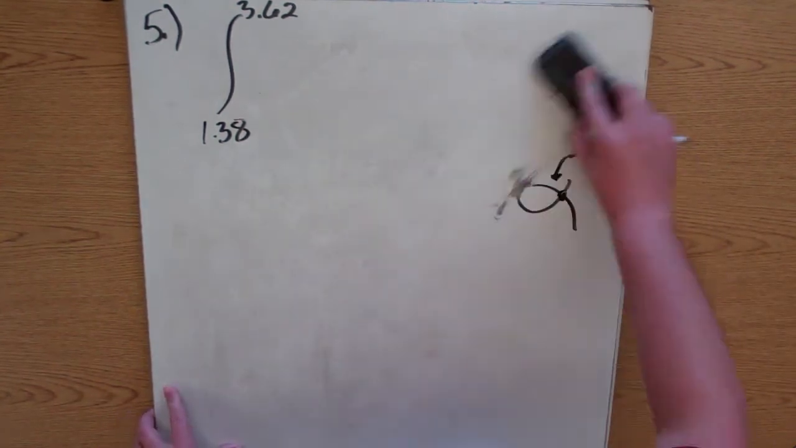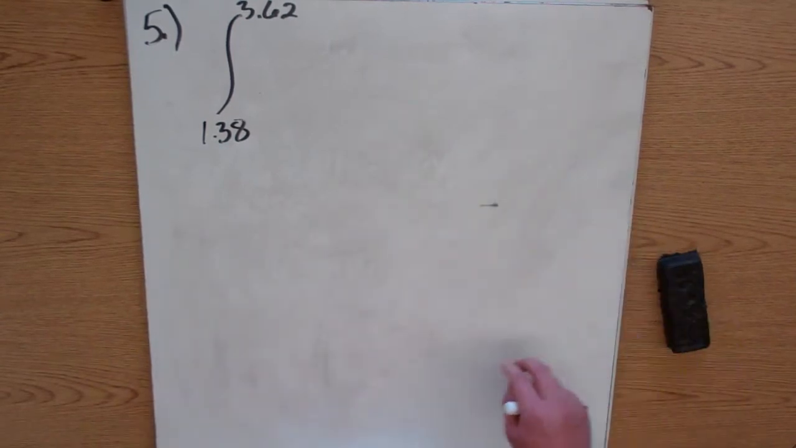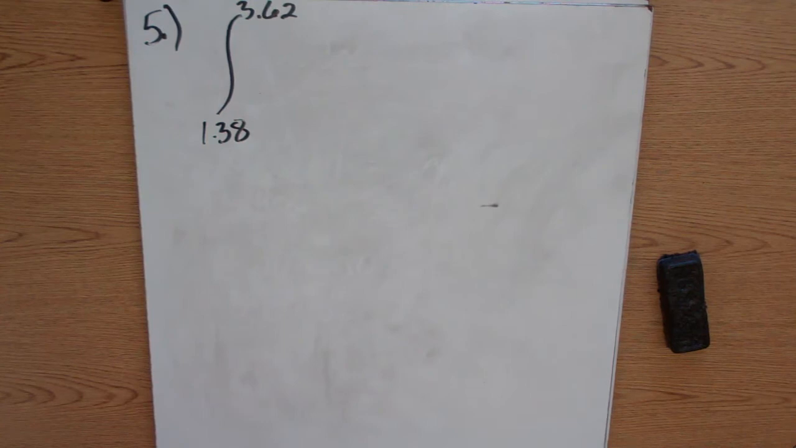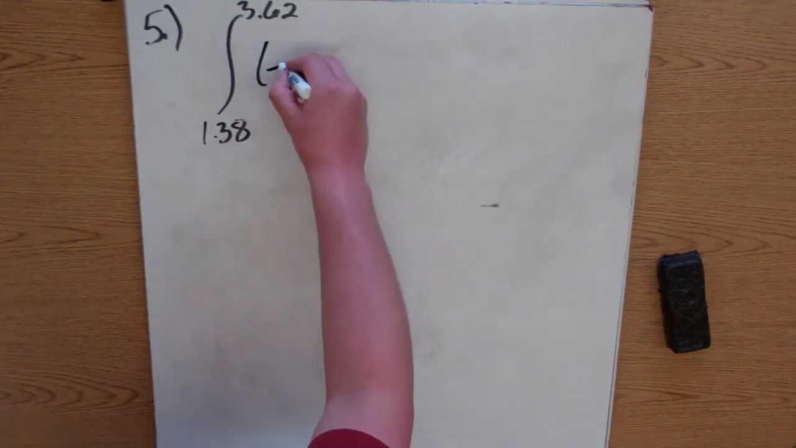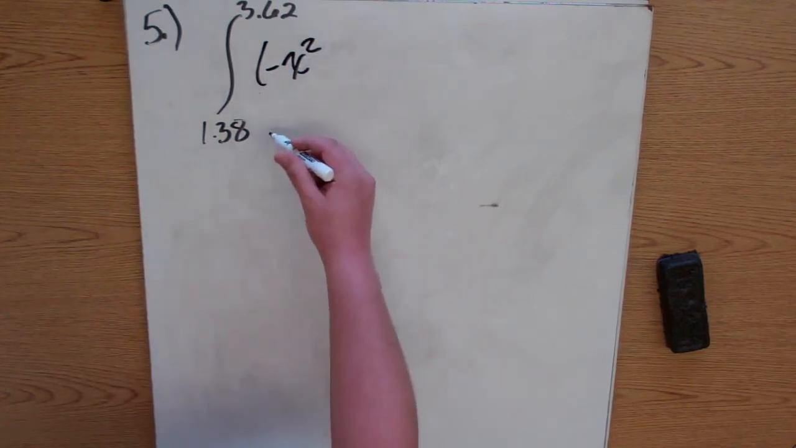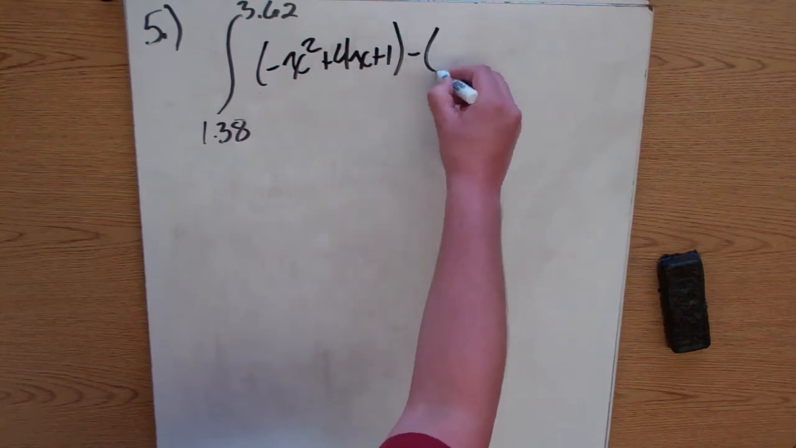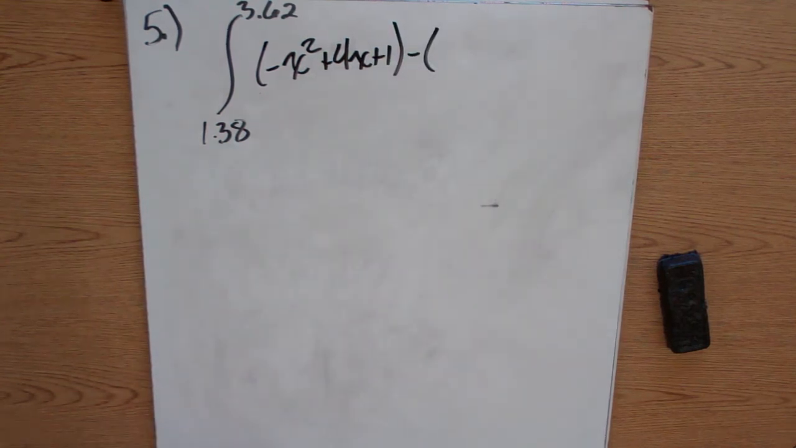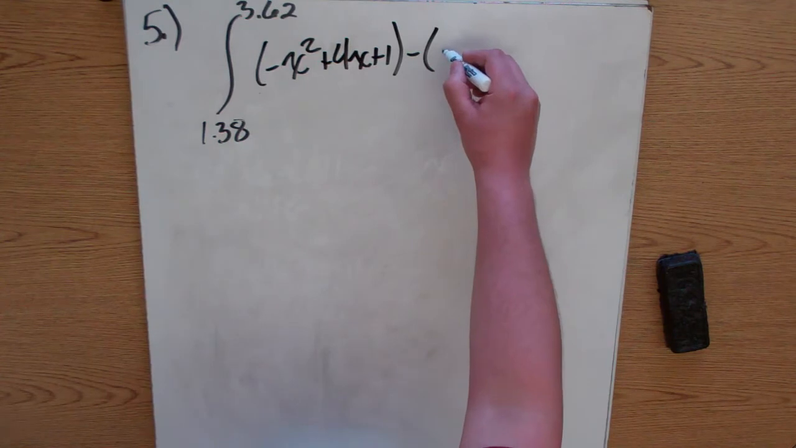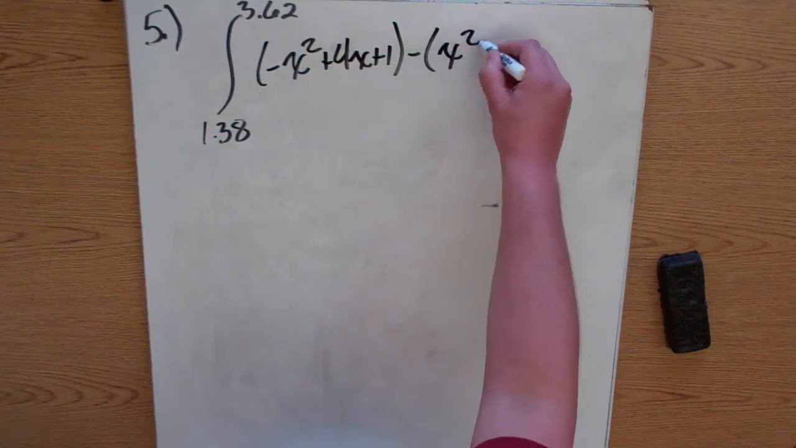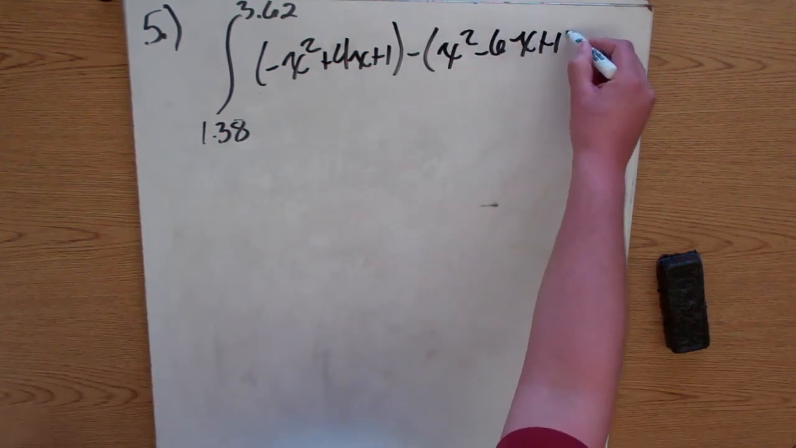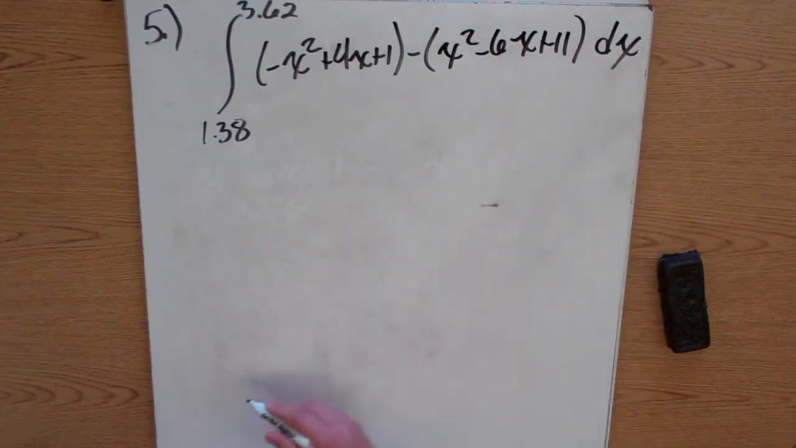So what we're going to do is take g of x and subtract it from f of x. So we're going to have negative x squared, and this is g of x, plus 4x plus 1, minus f of x, which is x squared minus 6x plus 11, and then of course dx.